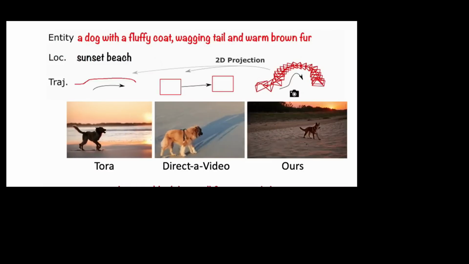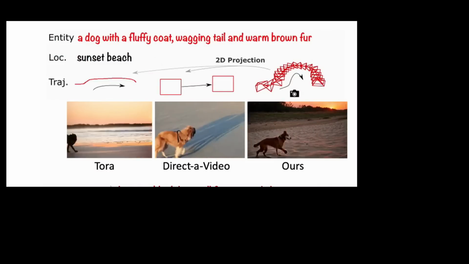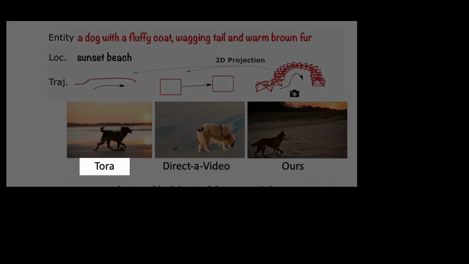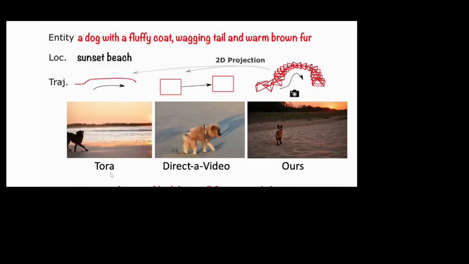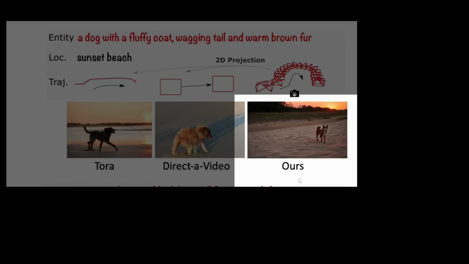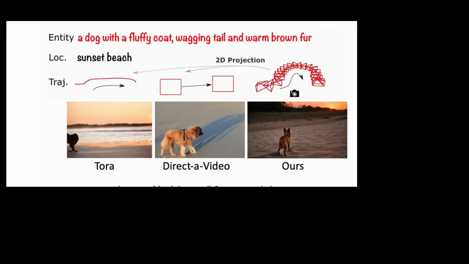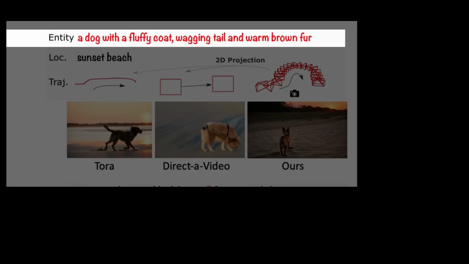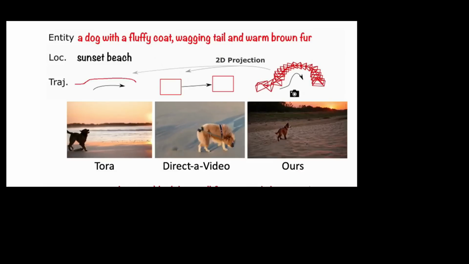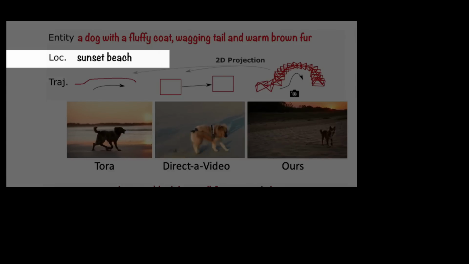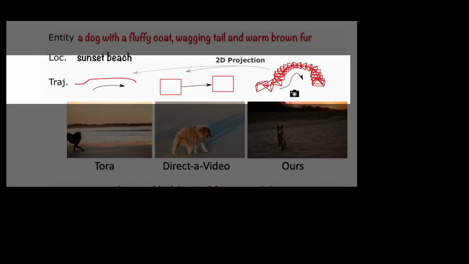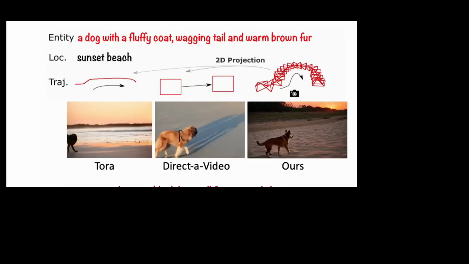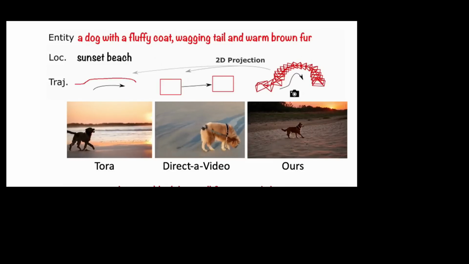Now, if you compare this with other state-of-the-art methods, which also allow you to input a trajectory to control objects in a video, for example, Dora, which I featured a few weeks ago, note that this new one, 3D TrajMaster, generates much more accurate results in most cases. So for example, here if you prompt it with a dog with a fluffy coat, wagging tail, and warm brown fur, and if the location is a sunset beach, and then if the trajectory looks like this, note that this new one, 3D TrajMaster, is the only one that really follows the trajectory that we specified.